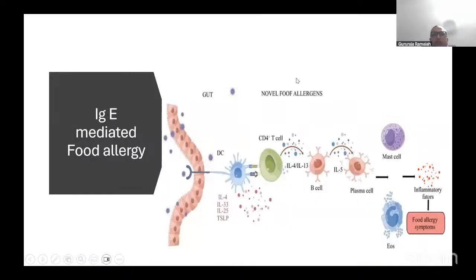So in IgE mediated, as I explained earlier, that's very clear. There is a barrier, and the antigen breaks through and is taken up by dendritic cells, which present to naive CD4 cells, with release of IL-4 and IL-13, and this directs the B cells to produce IgE by class switch. The plasma cell which is created by class switch produces IgE, which goes and binds to mast cells, and next time when the same antigen comes, it just explodes and leads to so many reactions.